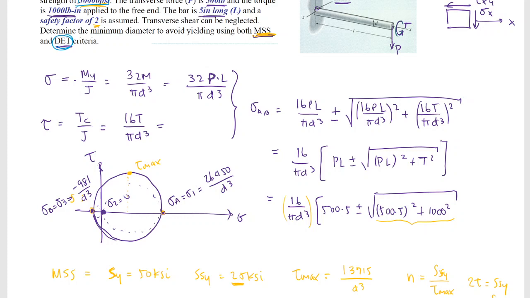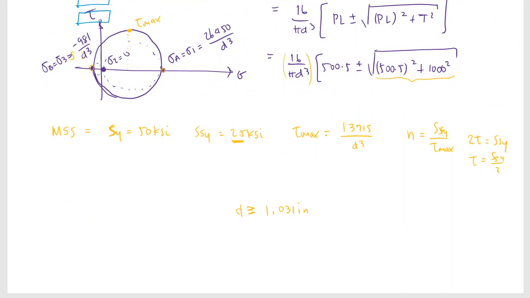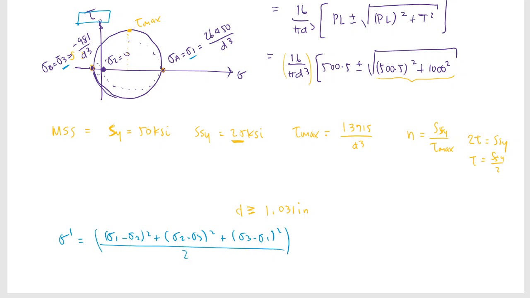Right? And then for the other one, which is distortion energy, basically all I'm going to do is compare that 50 KSI to my von Mises stress. That's why I wrote it in both ways, sigma A and sigma 1, and I'll go back to that in just a second for a review. For von Mises, I'm going to have sigma 1 minus sigma 2 squared plus sigma 2 minus sigma 3 squared, and so on, divided by 2, like that equation. When I do this, I'm comparing it directly to SY.